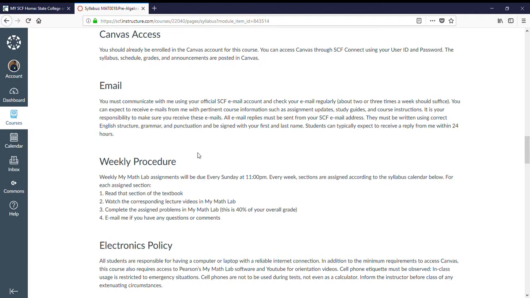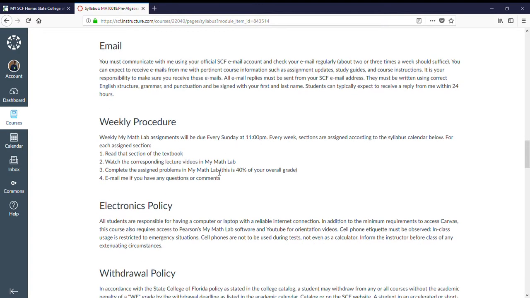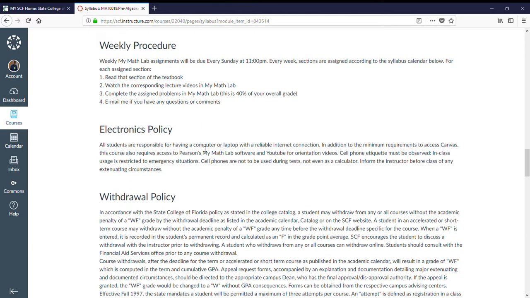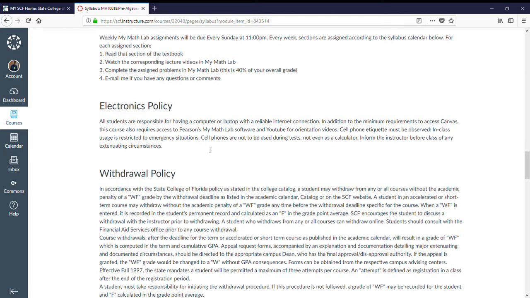Canvas access, you've already got that. Email, I think you got that. Again, read through this. I broke down kind of like what the weekly procedure is. So my MyMathLab assignments will be due every Sunday at 11 p.m. And then I open them up a little early in case you want to get a jump on it.